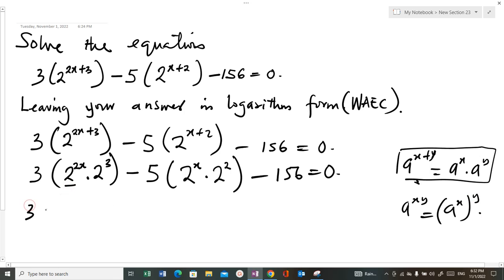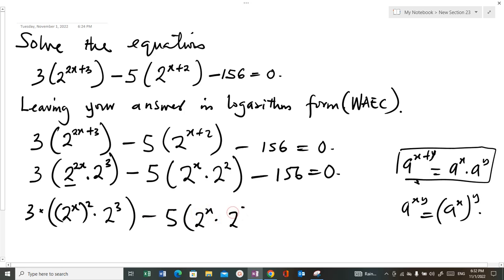So we'll say 3 times 2 to the power of x all in bracket squared times 2 to the power of 3 minus 5 times 2 to the power of x times 2 to the power of 2 minus 156 equals 0.